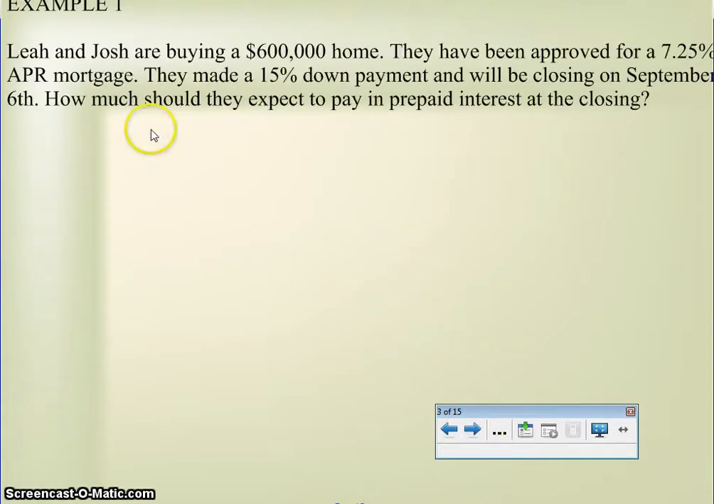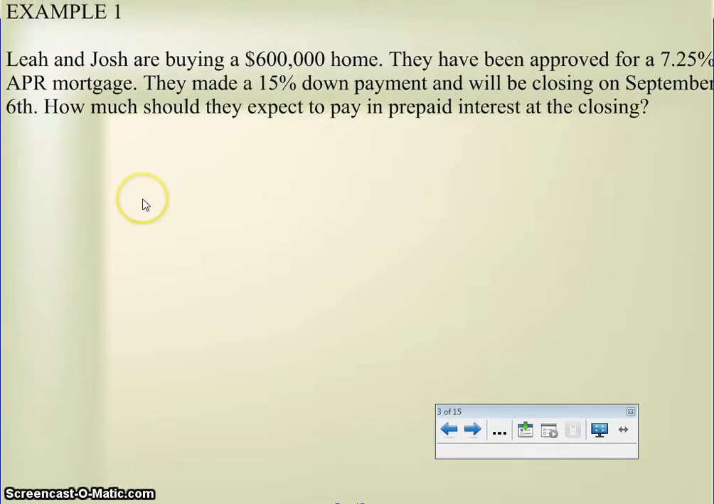Okay, let's look at example 1. It says Leah and Josh are trying to buy a $600,000 home. They've been approved for 7.25% APR, and they made a 15% down payment. They're going to be closing on September 6th. So how much should they expect to pay in prepaid interest at closing?